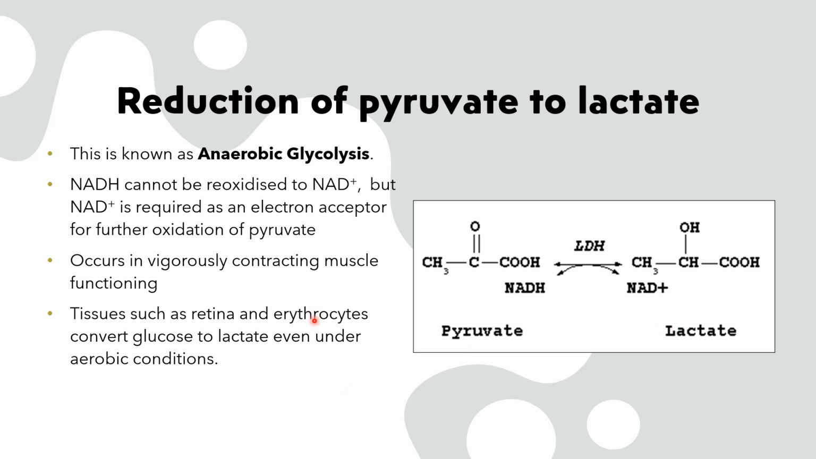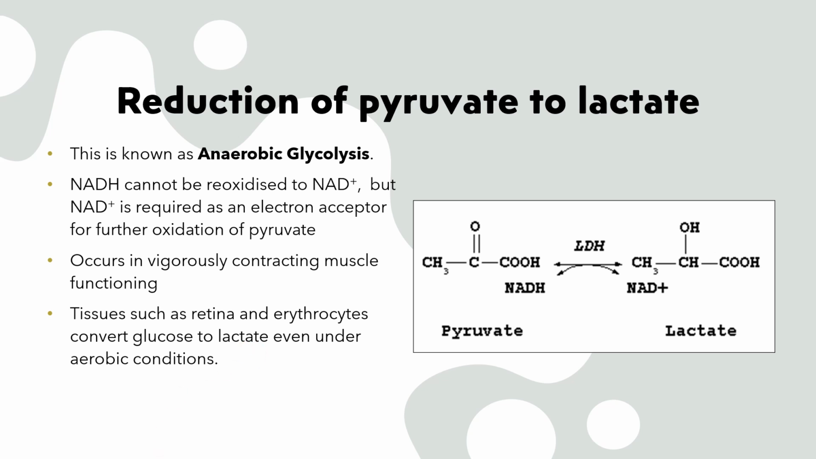For example, the red blood cells or erythrocytes and retina. In the erythrocytes, we know we don't have the mitochondria. The cells are lacking organelles. So the only way they can catabolize glucose is through pyruvate, and then pyruvate is converted to lactate.